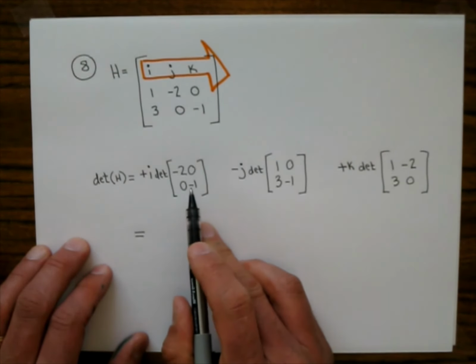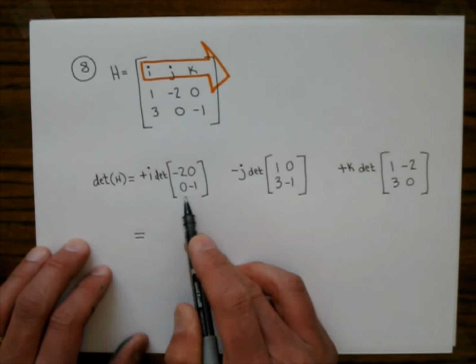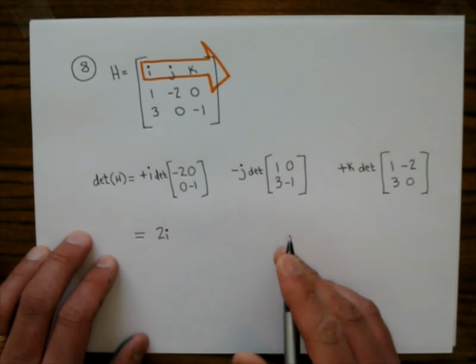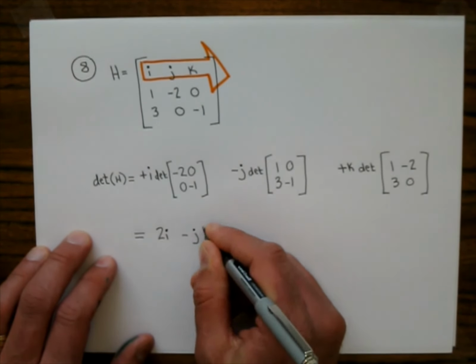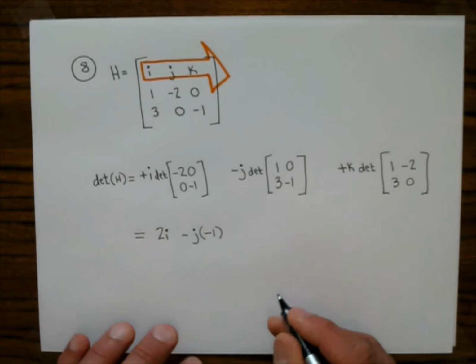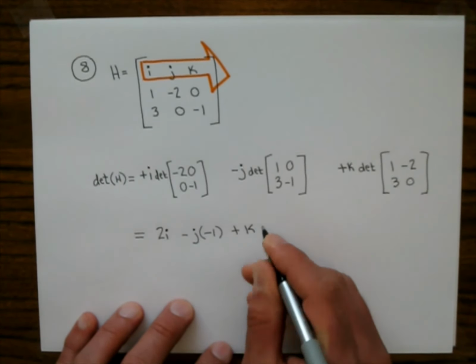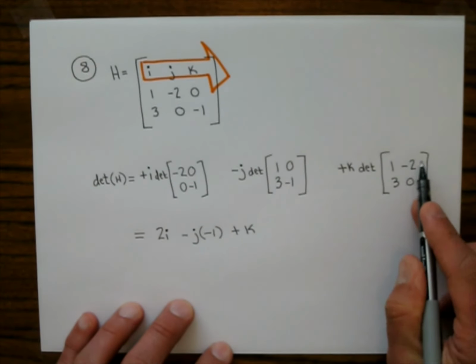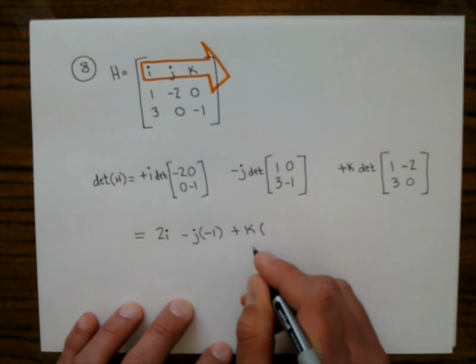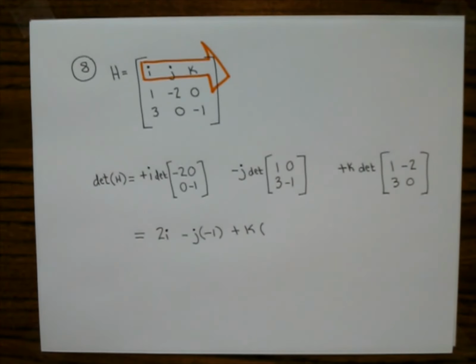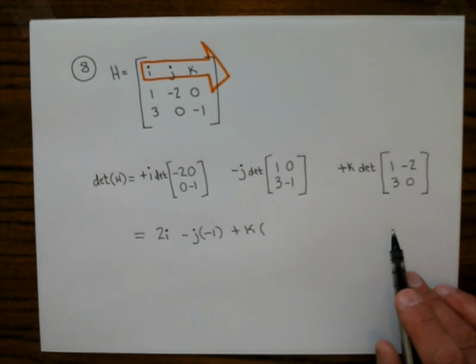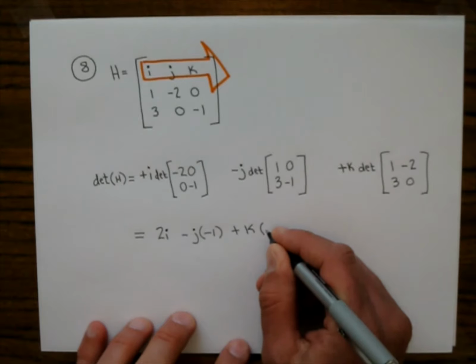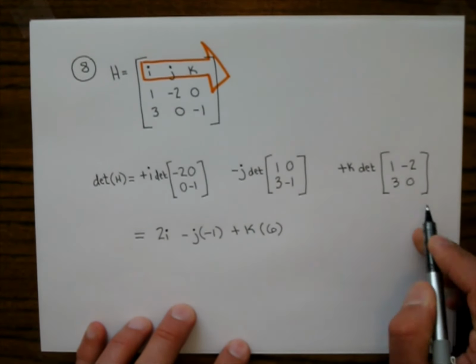So let's go ahead and compute this. This is going to give me a 2 right here because I have 2 minus 0. So this is 2i. And then this is going to give you a negative 1. So this is minus j times negative 1. And then this is going to be plus k times 0 minus a negative 6. So this gives me a positive 6 here. Okay, so that's what I have, ad minus bc.